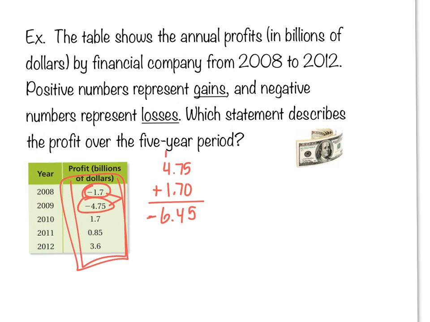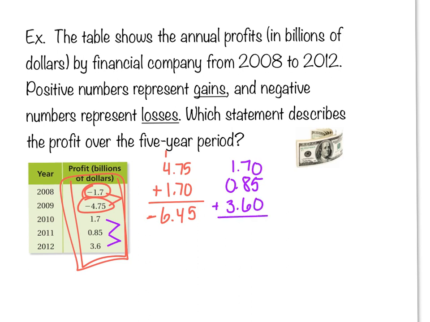And I guess that makes sense, since to start a company, usually you end up losing money the first couple of years. It takes a while to gain money when you start your own business. And then these last 3 numbers are positives. So I'm going to go ahead and add them together, 1.7, 0.85, and 3.6. Make sure I line up my decimal places. Put some extra zeros if I need them.